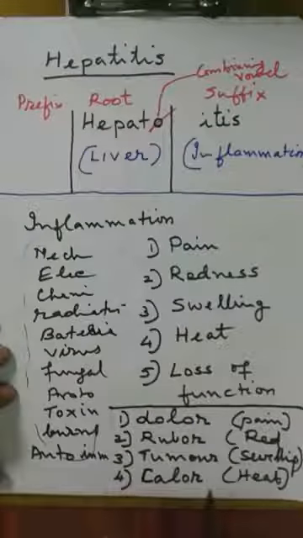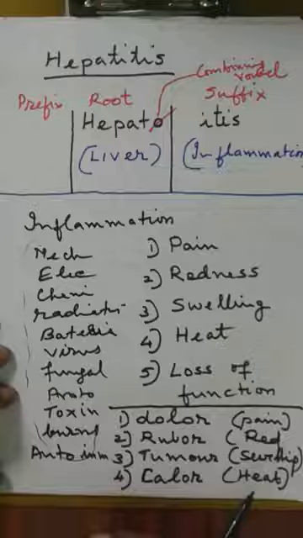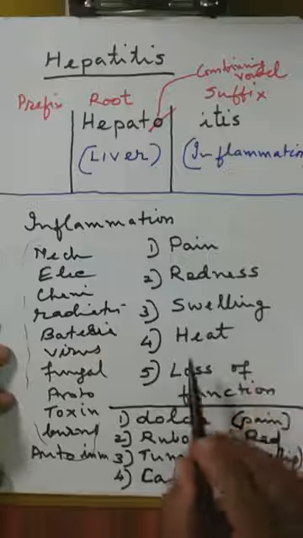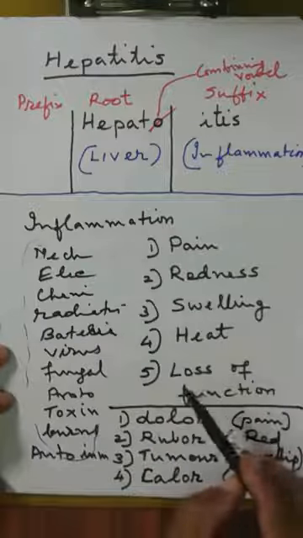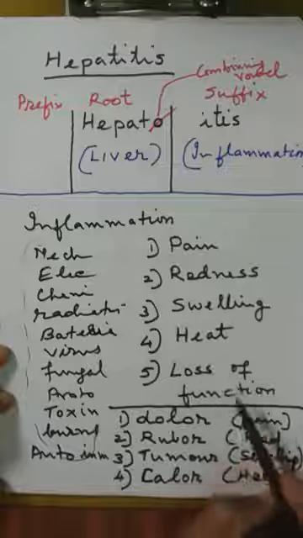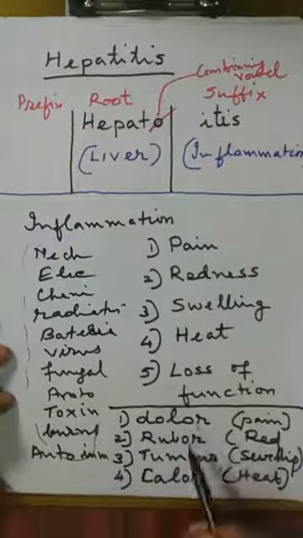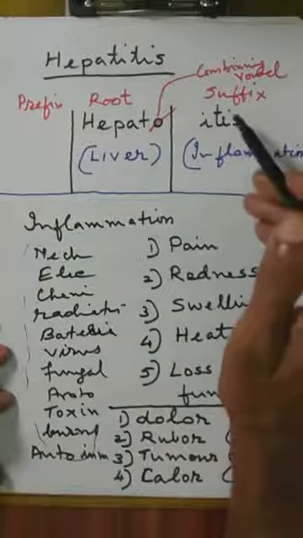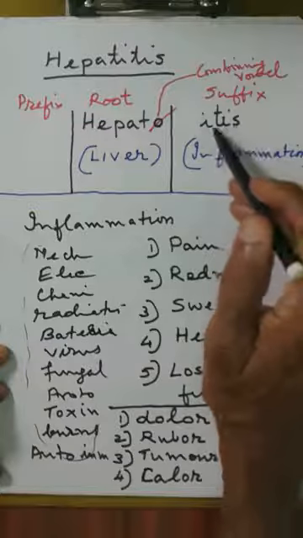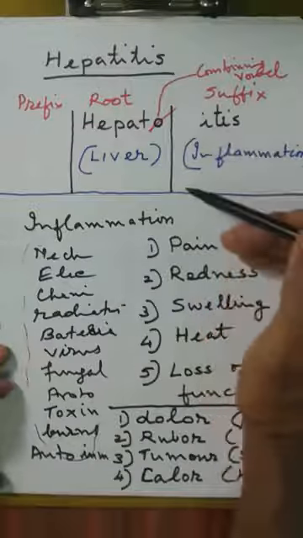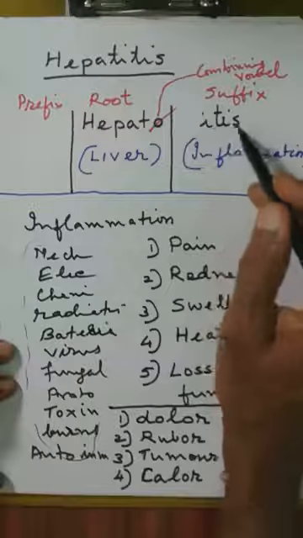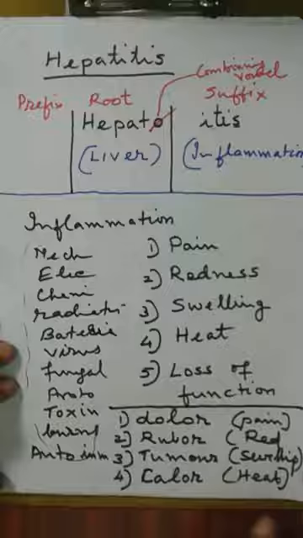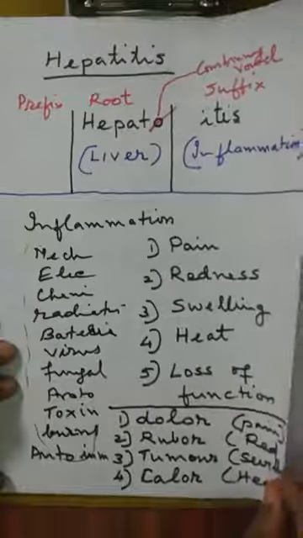Suppose there is a blow to your knee, and in that part there will be pain in the knee. Sometimes red color will come, sometimes swelling will come, sometimes heat will also come, and you cannot move the knee properly. That is loss of function. This all will happen, and it is all indicated by this simple, beautiful suffix itis. This is a pet word for the doctors. Okay, so that is itis.